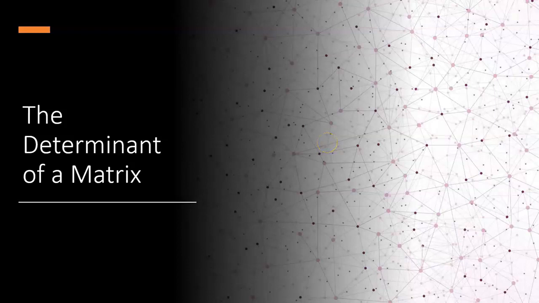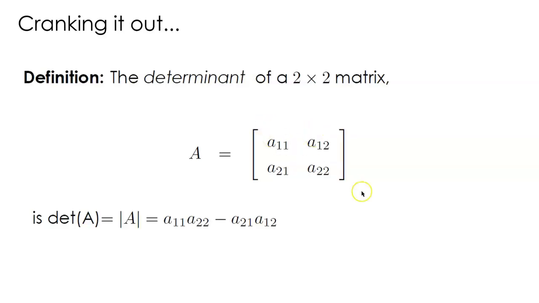In this video, I am going to show you how to find the determinant of a matrix. So first off, let's look at the 2 by 2. It's not too bad. You just cross multiply. It's A11 times A22 minus A21 times A12.